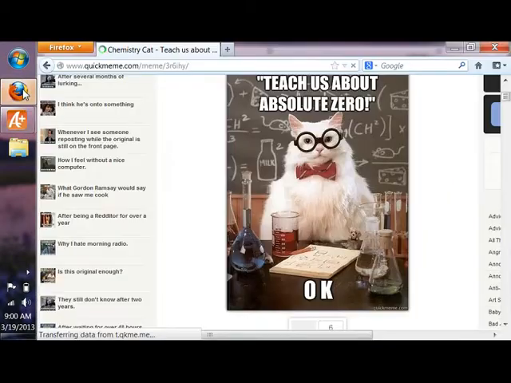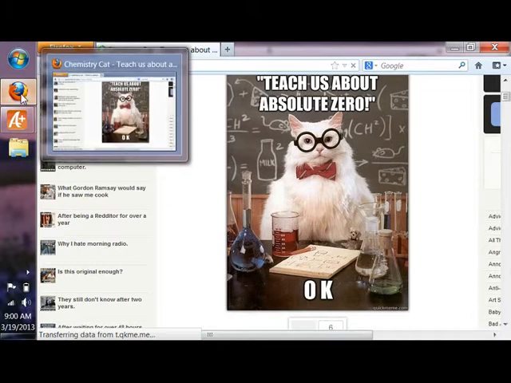So we'll start with a joke. And this is Chemistry Cat, for those of you who don't know Chemistry Cat. And the joke says, teach us about absolute zero. And it says, okay, but in actuality, if you look, absolute zero is 0 Kelvin. Okay? Get it? Oh, Mrs. Garvin, you are so hilarious.